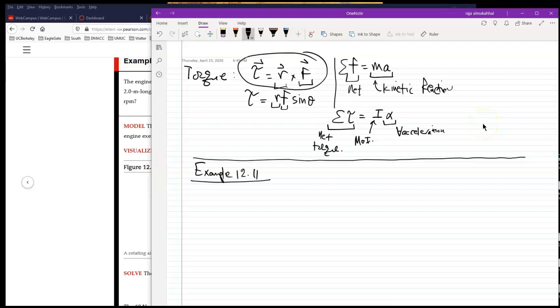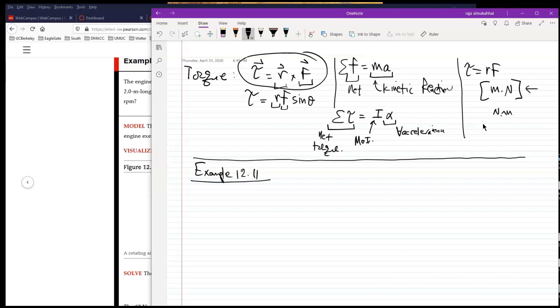It is r cross F, and the cross product is not commutative. It means r cross F is not equal to F cross r. So the order is important. If tau is equal to r F, the unit in this case will be meter Newton. So if you really want to be specific, it's actually meter Newton rather than Newton meter. But that's just details.